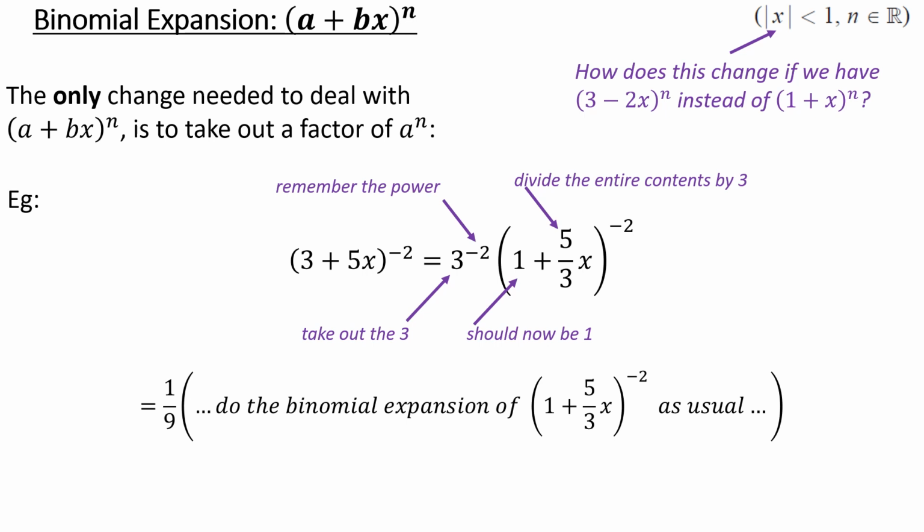And you could do the same thing with, say, the 3 minus 2x example. You would have to pull out a factor of 3, leaving you with 1 minus 2/3 x inside the bracket. And that means that 2/3 x, or minus 2/3 x, has to be in size less than 1, which is equivalent to saying 2/3 of x has to be between plus and minus 1. So x has to be between plus and minus 3/2.